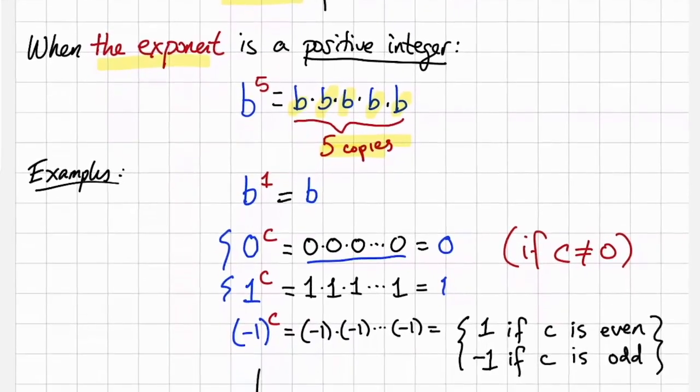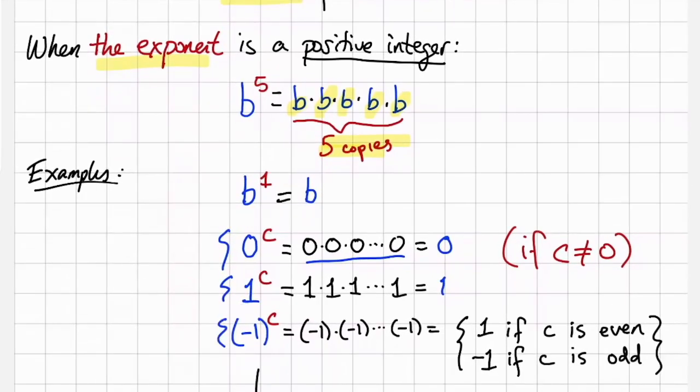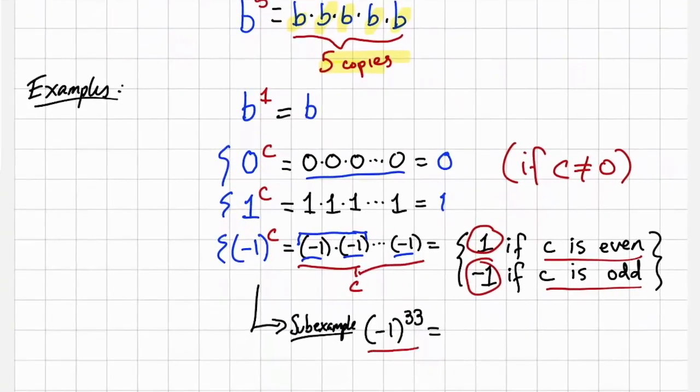If instead we take negative 1 to the c power, we know that negative 1 times negative 1 is equal to positive 1. So the product negative 1 times negative 1 times dot dot dot times negative 1 is going to depend on whether we have an even number of copies or an odd number of copies of negative 1. Negative 1 to the c is equal to 1 if c is even, and negative 1 to the c is equal to negative 1 if c is odd. So for example, negative 1 to the 33 is equal to negative 1 because 33 is an odd number.